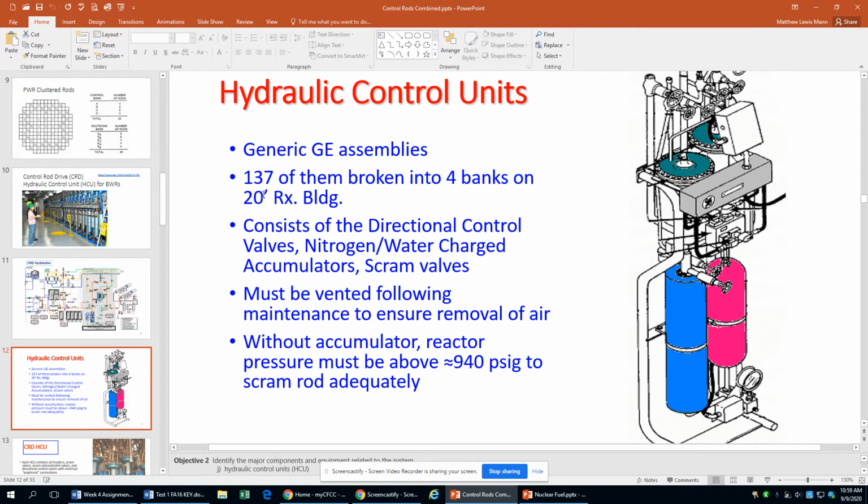And then you can see it says 20 foot of the reactor building. That's just telling you where it is at. So instead of saying the first floor, second floor, third floor, we'll give it to you by elevation. So the 20 foot is 20 feet above sea level.